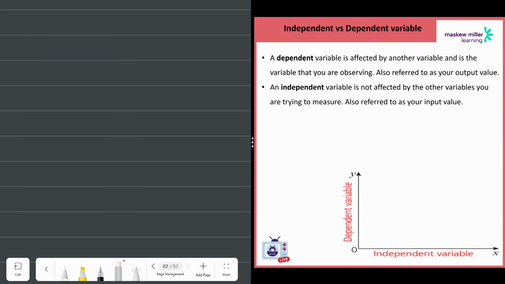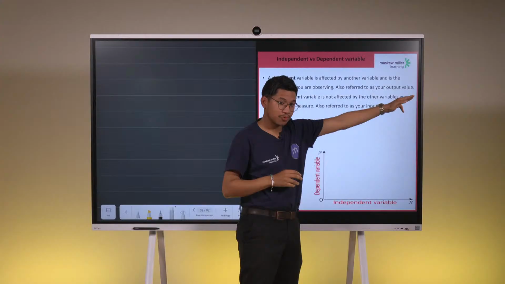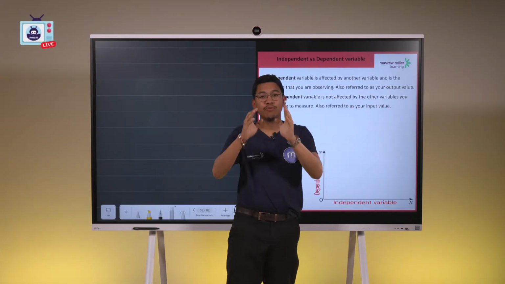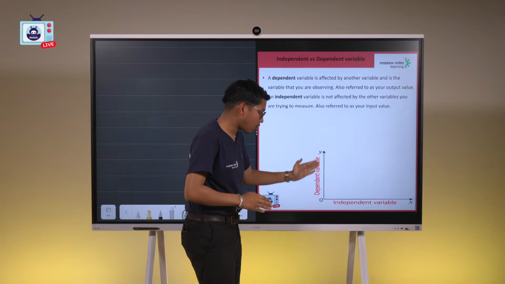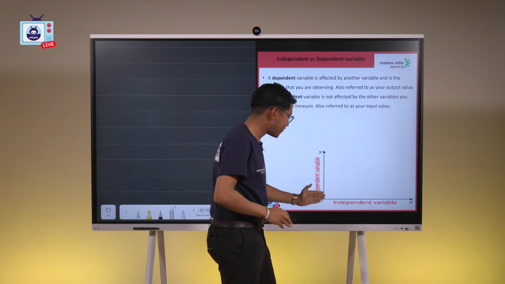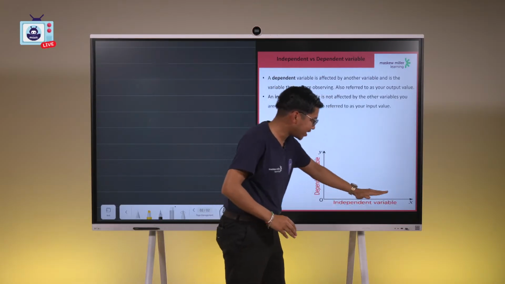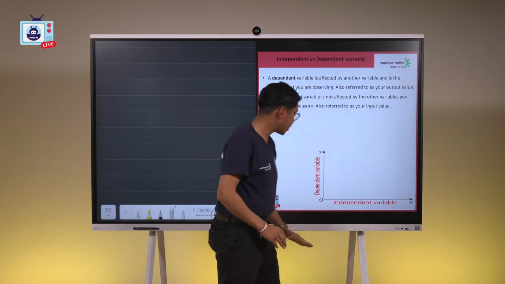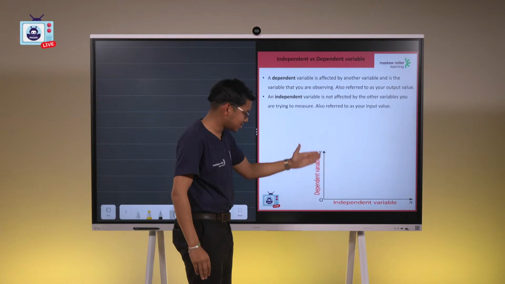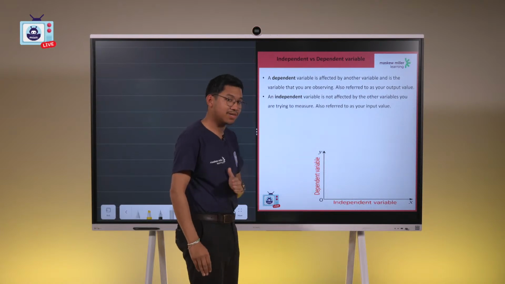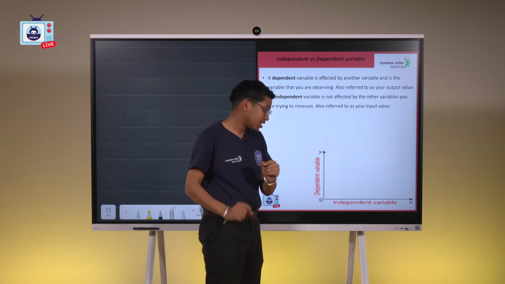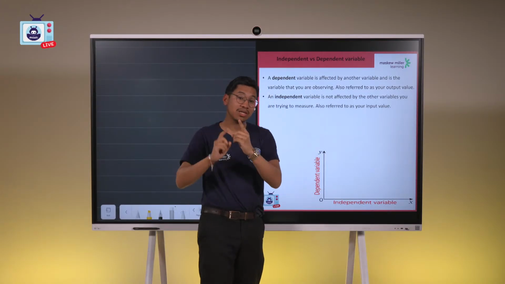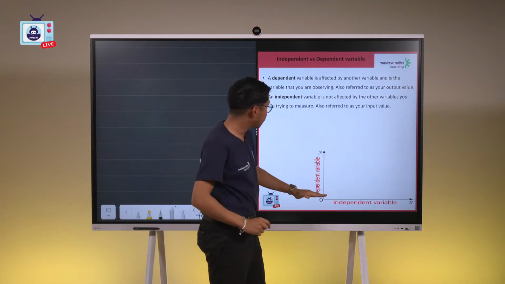It is known as your output value. So the dependent variable is known as your output value. If you look at that on a graph, or on a set of axes, we have an x-axis, which is represented by a horizontal line, and we also have a y-axis, which is represented by a vertical line. So we associate our dependent variable to the y-axis, and we associate our independent variable to the x-axis.